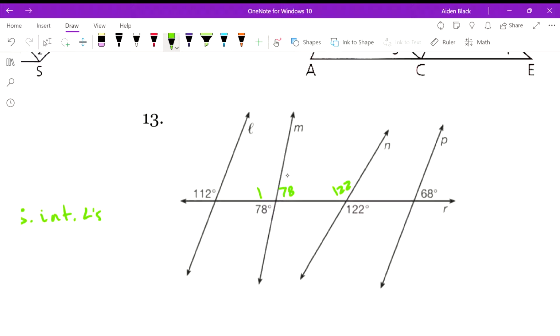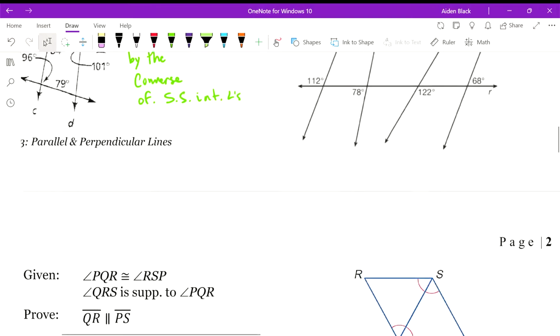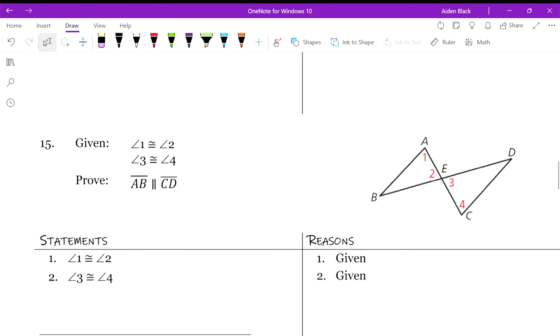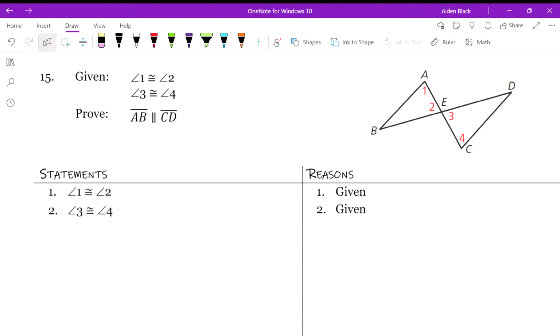This should be 180. Wait, what would this be? 192? Is that right? No, way off. 102. So this would be 102, 112. This would be 68, 68. So identify those first, and then go through the lines and see which ones are parallel, and which converse theorem you're going to use. These are pretty easy proofs right here.